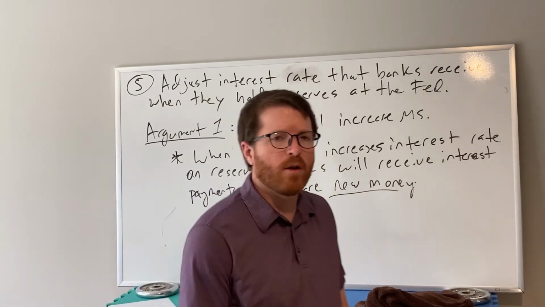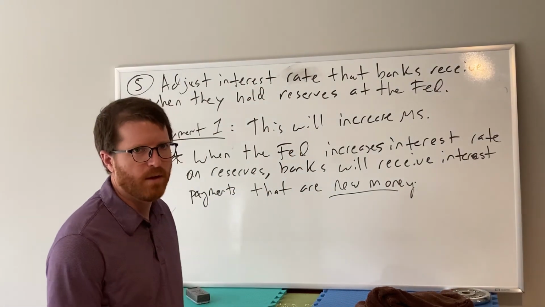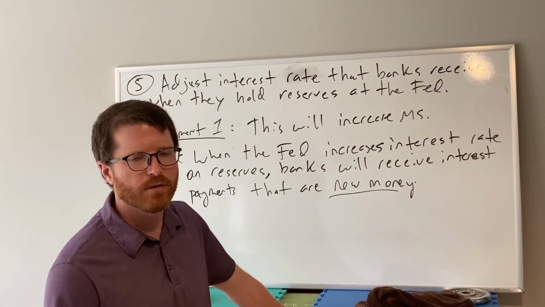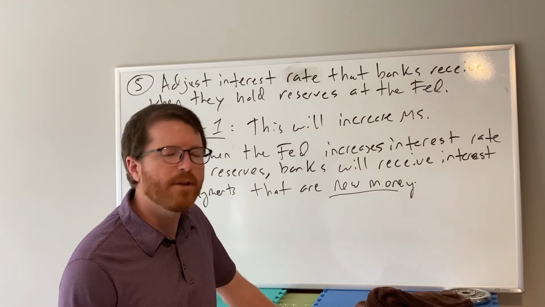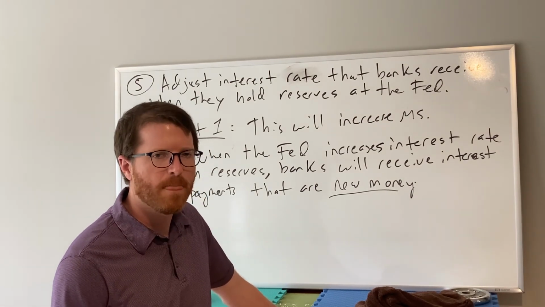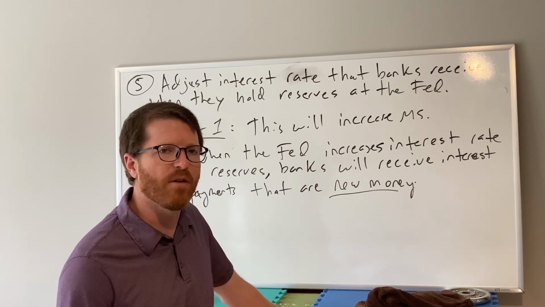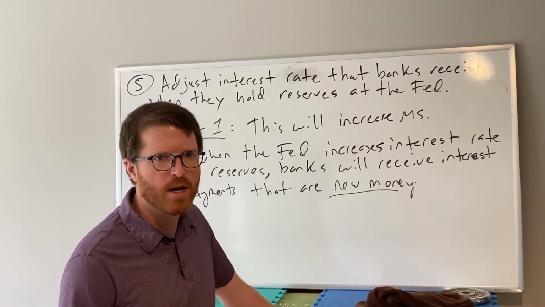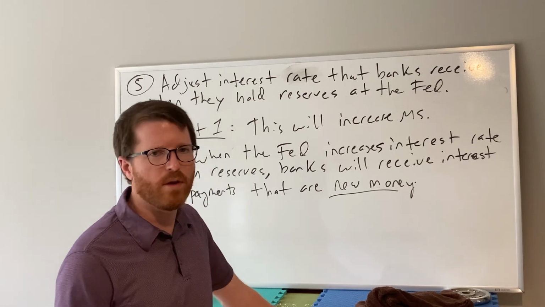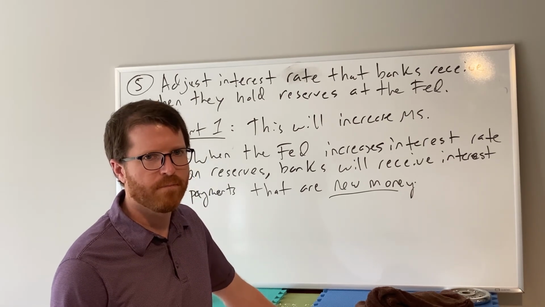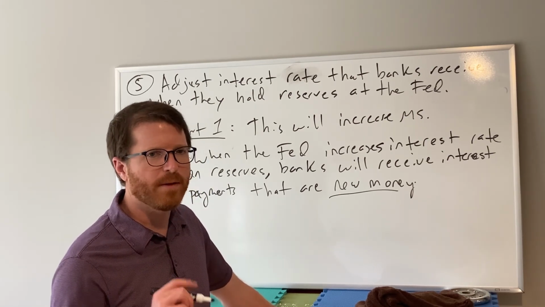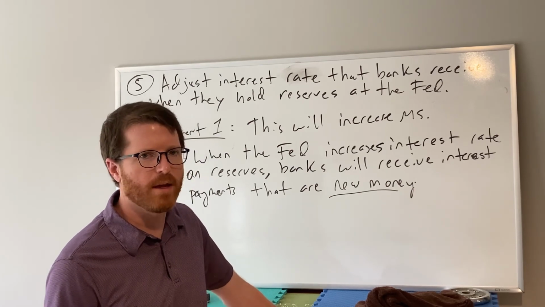If the interest rate on reserves is 2% and a bank holds $100 million in the Federal Reserve, that means they'll receive $2 million in interest during the year. And that $2 million will come out of thin air. It'll be brand new money to the economy. So this will increase the money supply. That's the first argument. I think that's the clear argument that one can make.